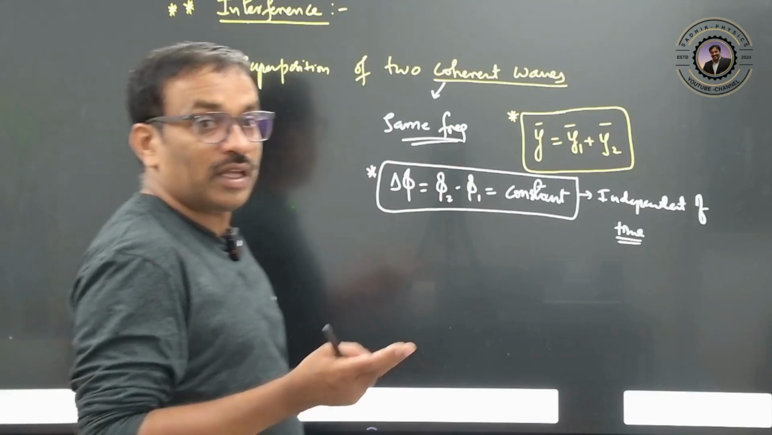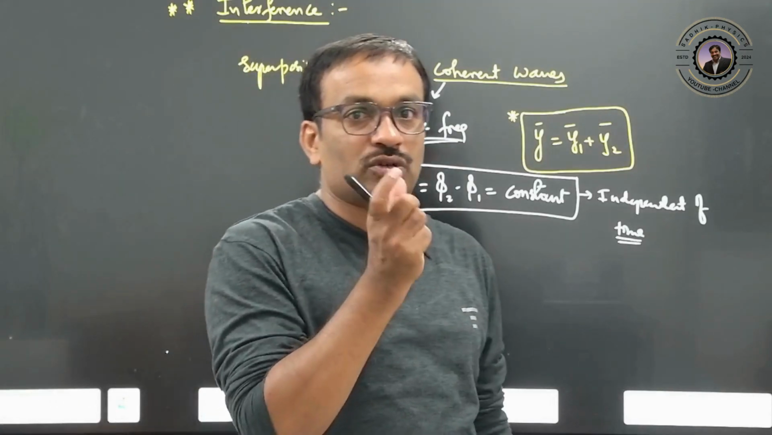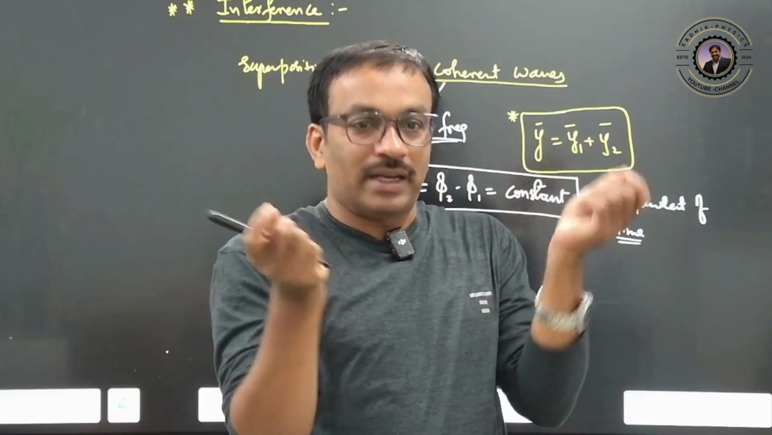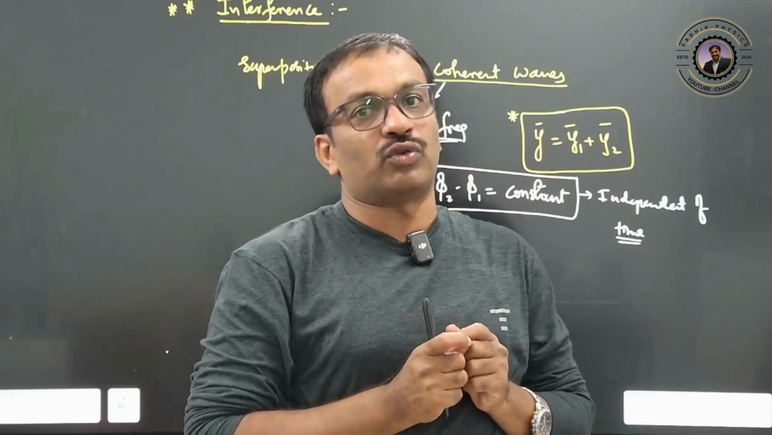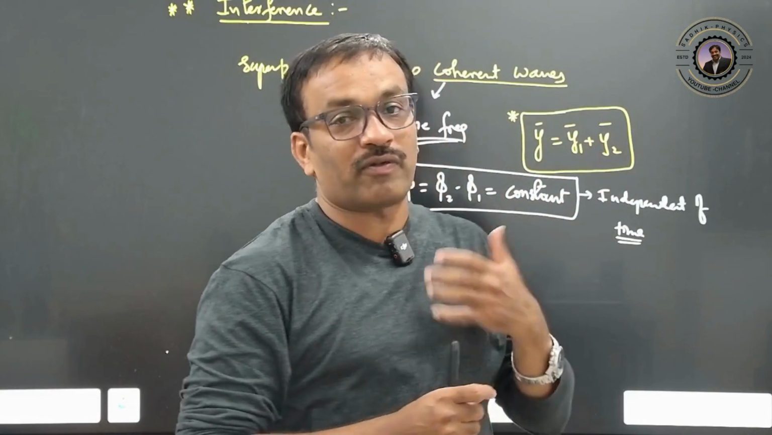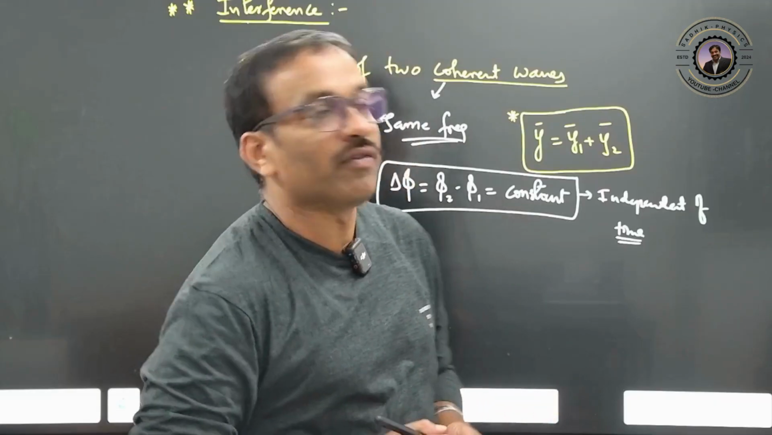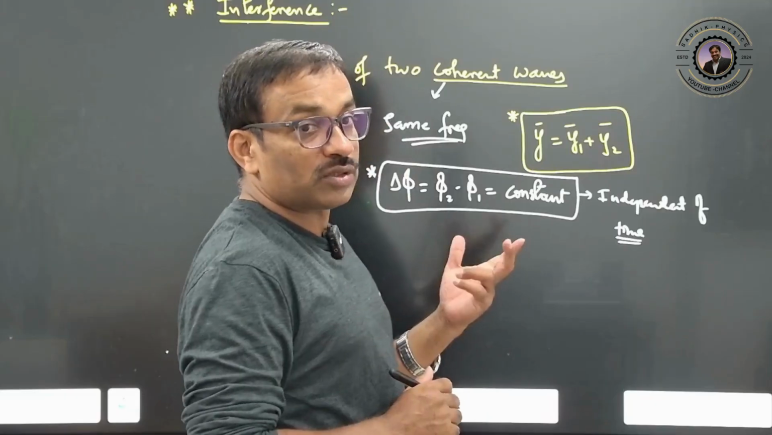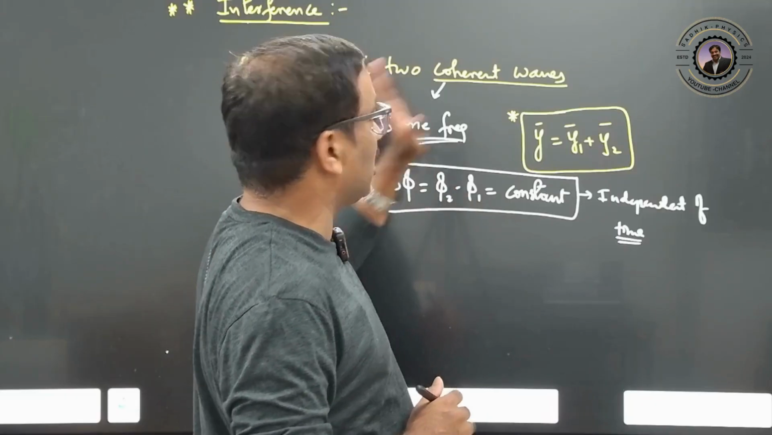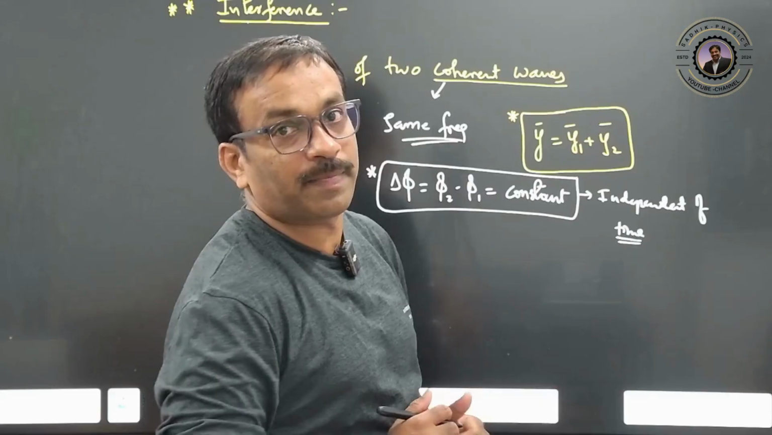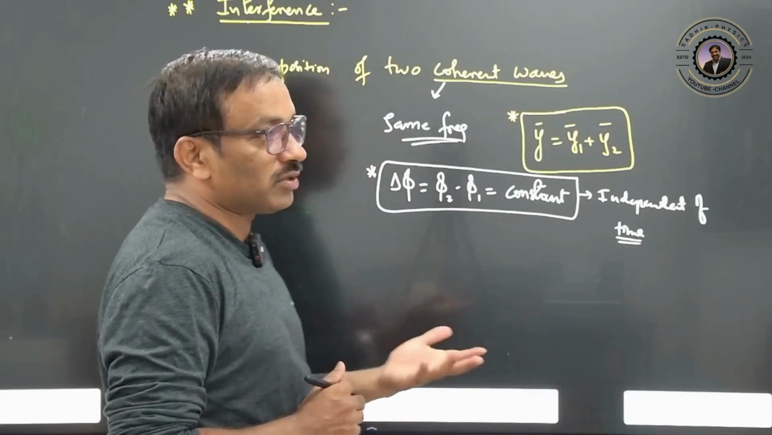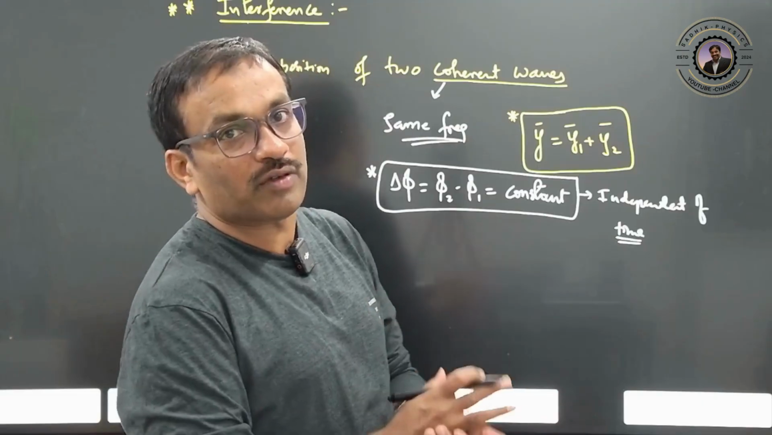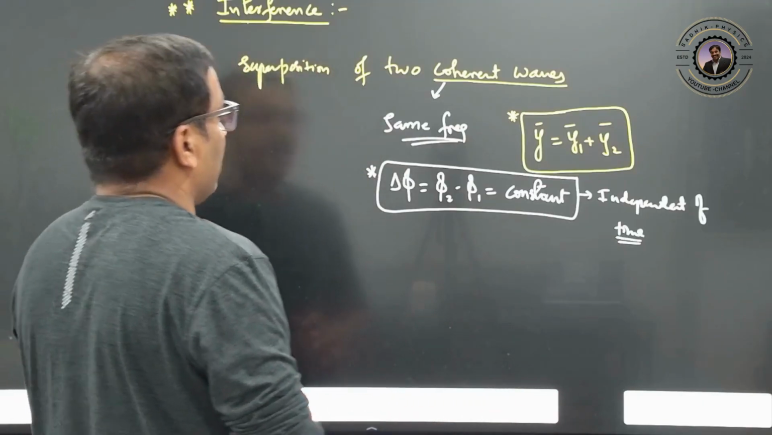So if from one single source you are able to split it or divide it into two sources, then that type of waves are said to be coherent waves. Two independent sources are said to be non-coherent. But if you split the same source into two waves, that is said to be coherent waves.